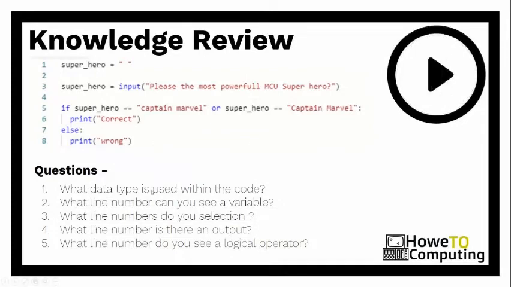Okay, we're back. So the data type used in this code is superhero, so that's a string. The line number where you see a variable can be line number 1 or 3. The line number for selection is 5. Make sure you get that right. The line number for an output can be 6 or 8. And the operator is an OR, which is on line 5.